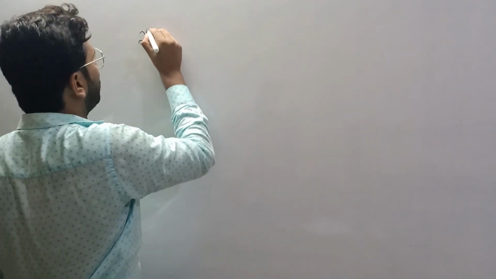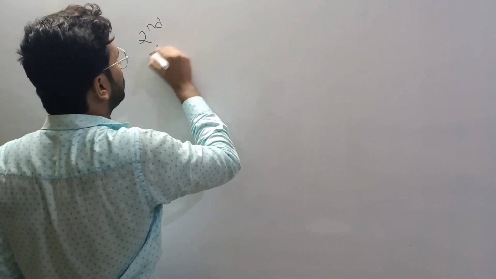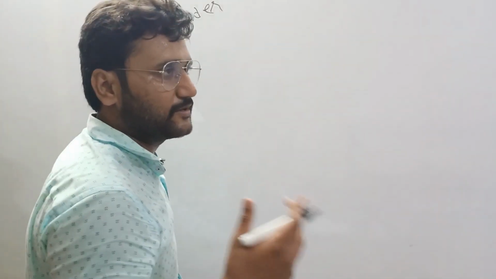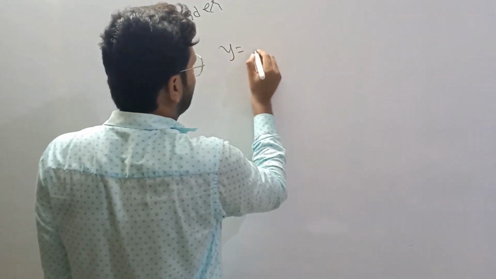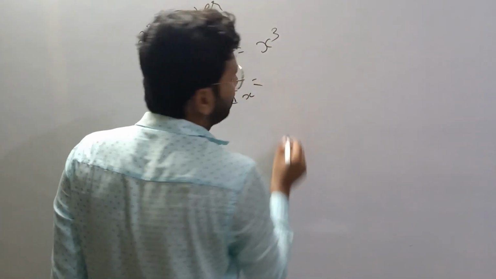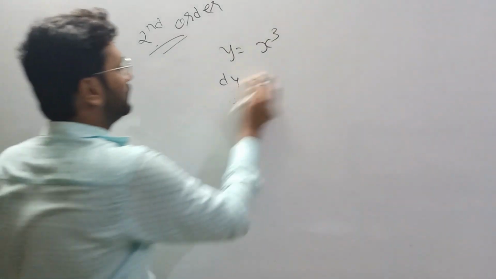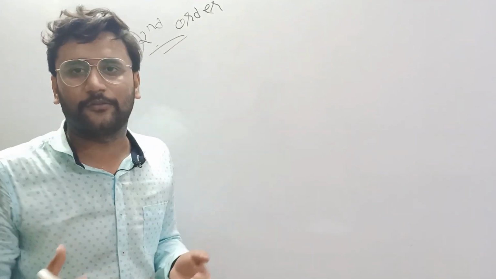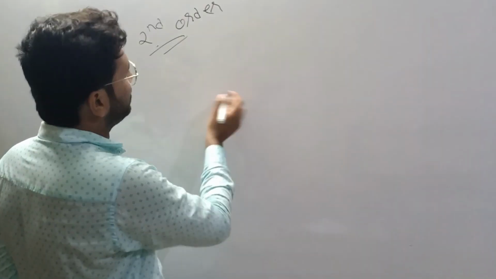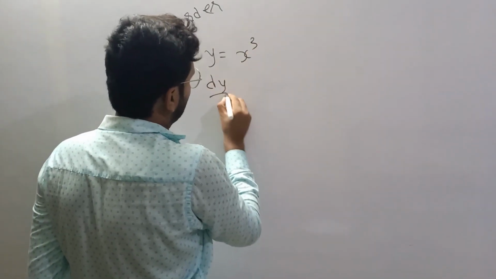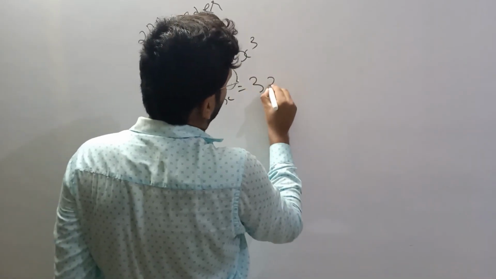Now coming to the second order derivative. In the second order derivative, we will have to differentiate the function two times. Suppose our function is y is equal to x cube. So the derivative of y with respect to x will be 3x square.